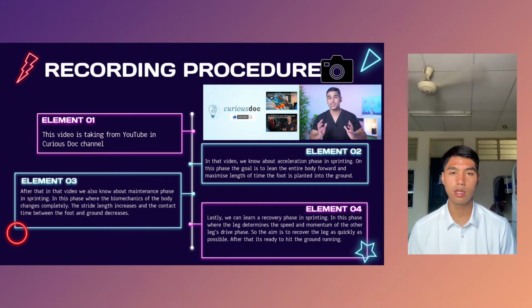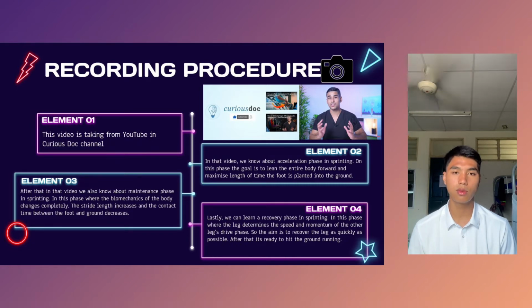Now I will continue to present about the recording procedure. In this recording procedure we have 4 elements. Element number 1 is that this video is taken from YouTube, from the careers channel. The duration of the video is 6 minutes and 55 seconds. Next, element number 2. In the video, we learn about the acceleration phase in sprinting. In this phase, the goal is to lean the entire body forward and maximize the length of time the foot is planted in the ground.